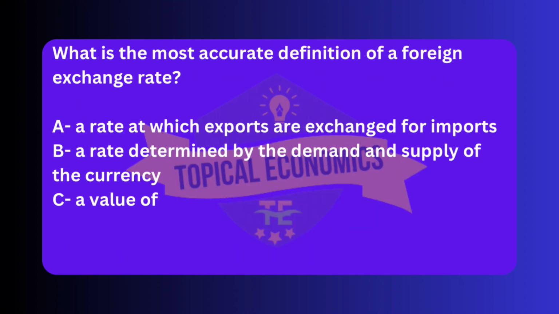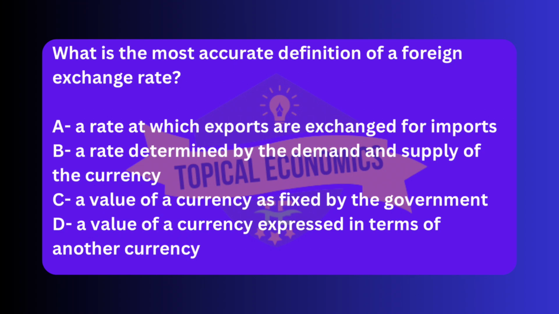Moving to the 11th question. What is the most accurate definition of a foreign exchange rate? A. A rate at which exports are exchanged for imports. B. A rate determined by the demand and supply of the currency. C. A value of a currency as fixed by the government. D. A value of a currency expressed in terms of another currency. Reference, 2019 May-June version 1.